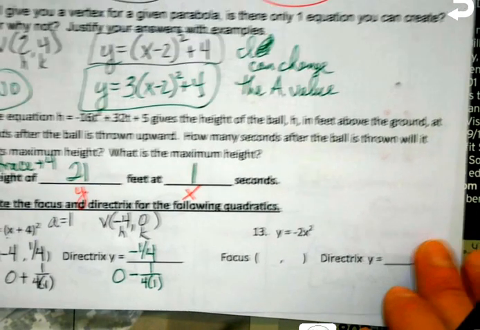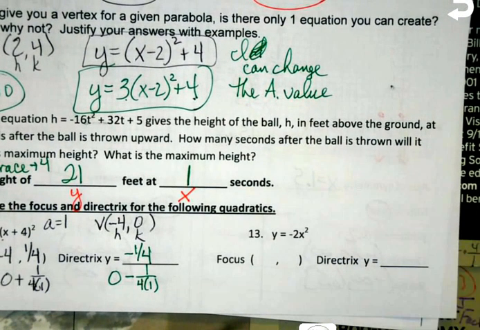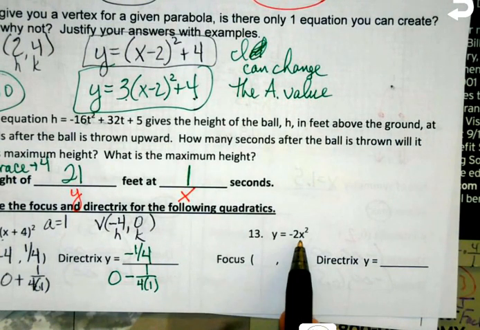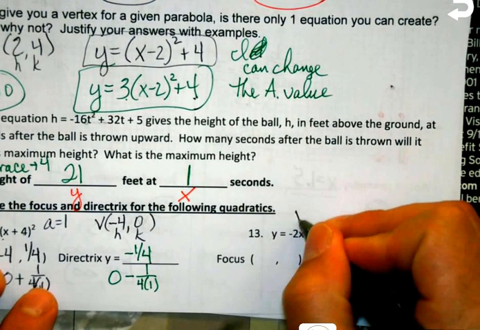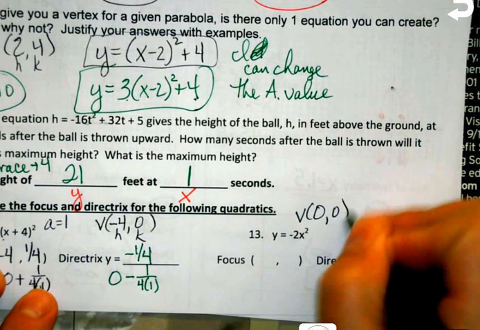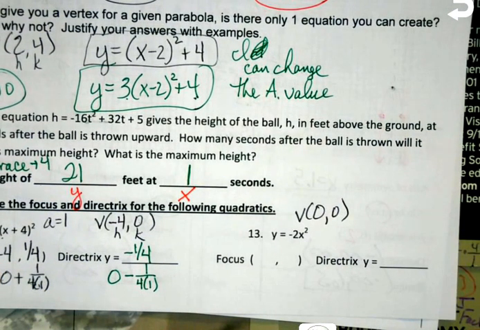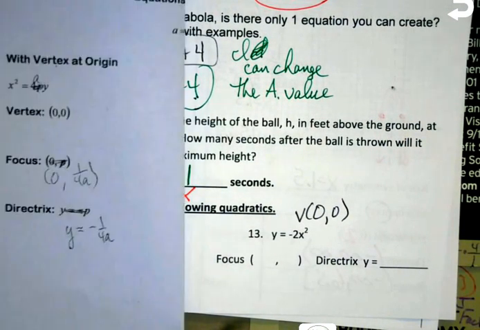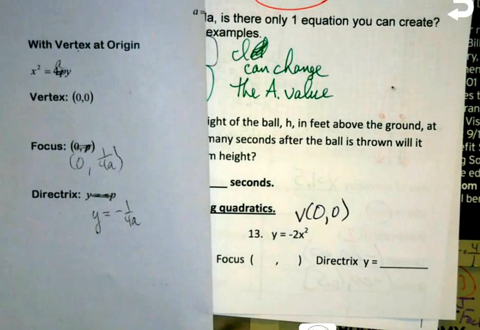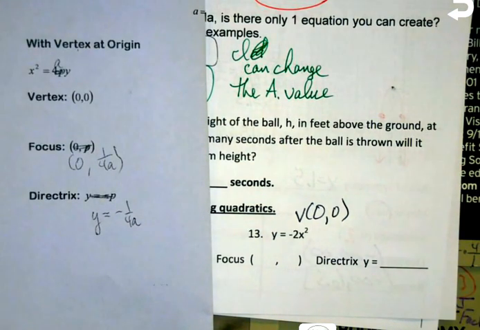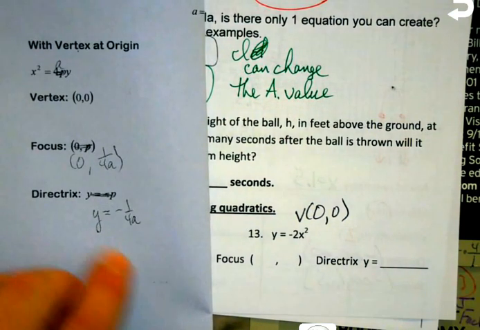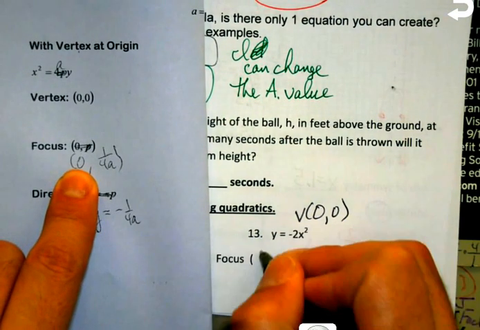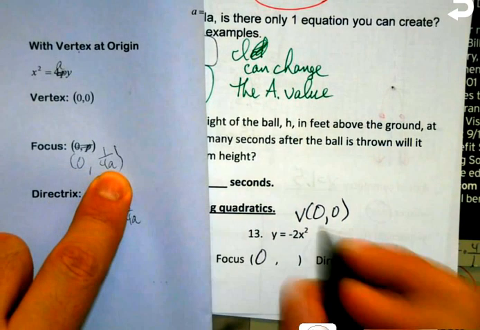So then my last thing, they're like, thank God. It's the longest 13 questions of my life. I don't have any shifts this time. My vertex is at 0, 0. So this time, I'm going to be using the side that says with the vertex at the origin. So I look. My focus says 0, 1 over 4A.